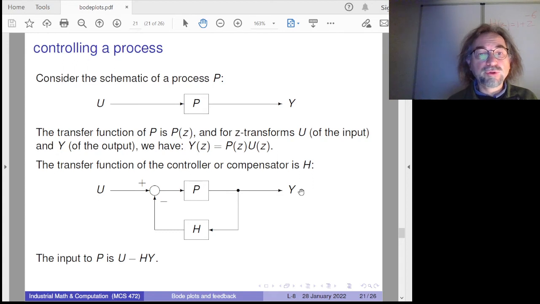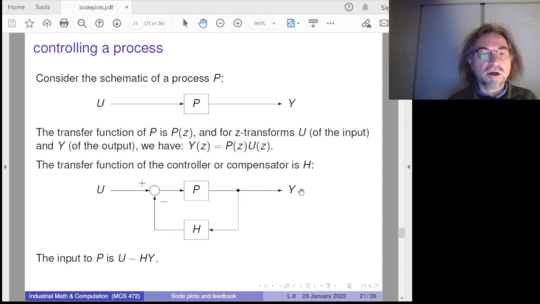So what does feedback do? It takes the output of the process and feeds it back to the input. The plus and the minus indicate the correction. In the feedback, we subtract the controller, also called the compensator, from the output. So we now have a closed loop system.